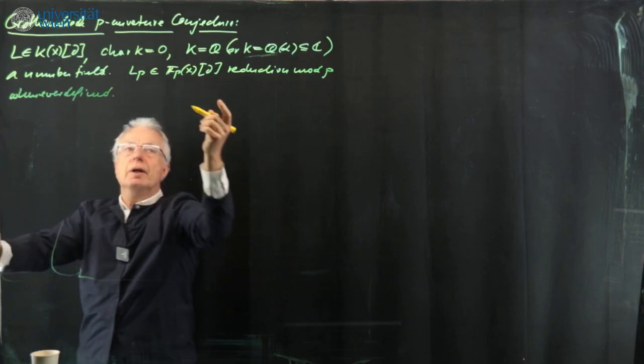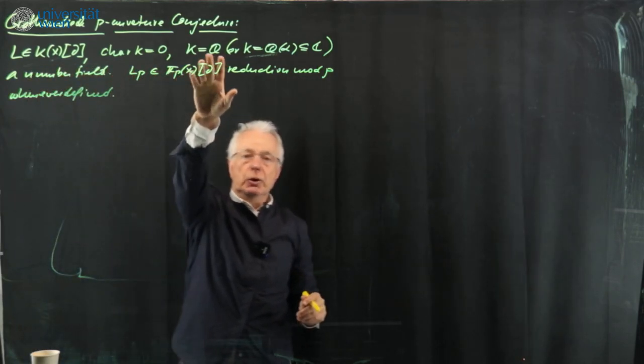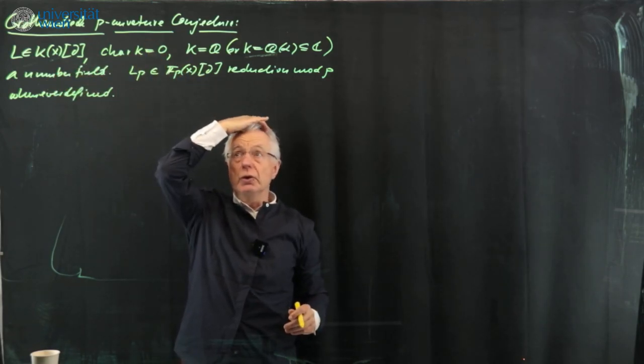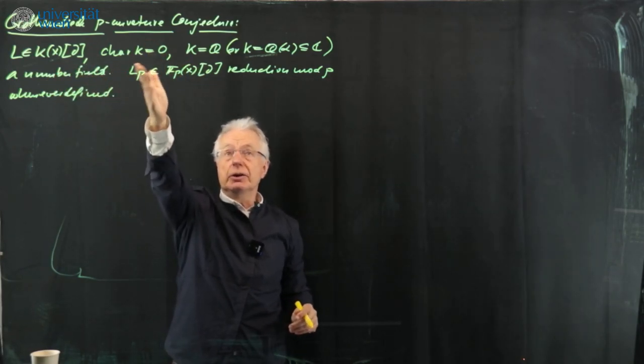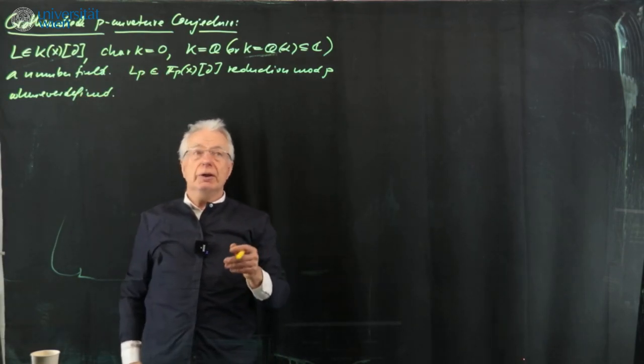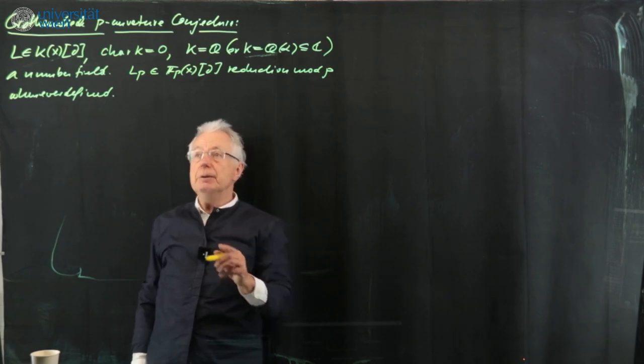So actually you can assume, if you work over the rational numbers, that the coefficients are even integers, and then you can always reduce. But sometimes you may get in the reduction even just the zero operator. Yeah? So we always have to exclude finitely many p.